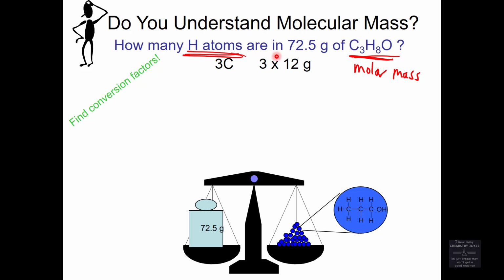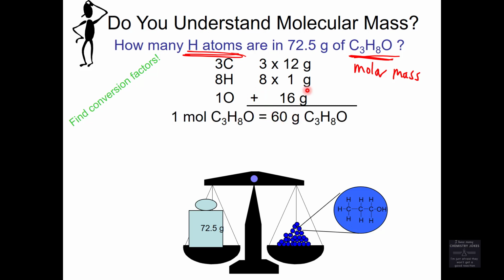So I've got carbon. Carbon weighs 12 AMU, or 1 mole of carbon weighs 12 grams. So multiply that by 3 because there are 3 in this molecule. Hydrogen weighs 1 AMU, or 1 mole of hydrogen weighs 1 gram. So 1 gram times 8 hydrogens total. 1 oxygen times 16 grams total. The whole mass of this molecule is 60 grams. 1 mole of these molecules weighs 60 grams.